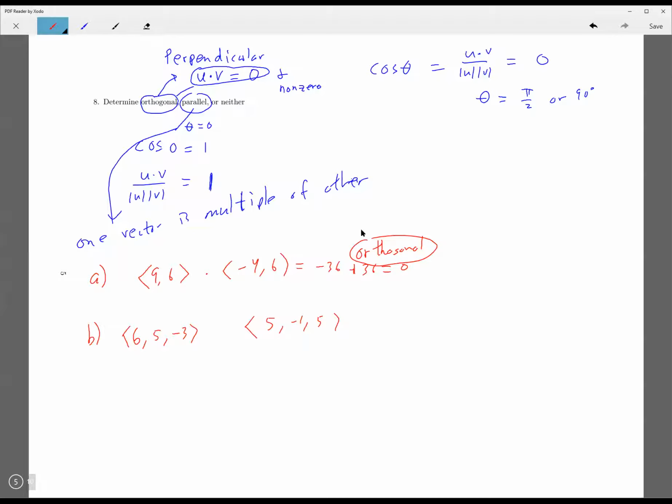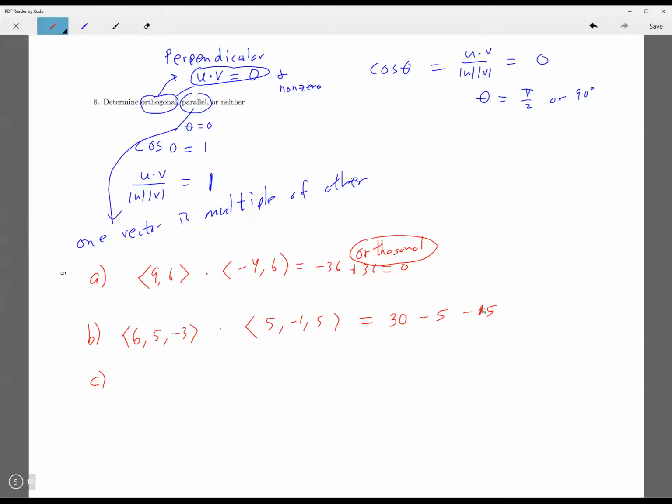Okay, what about part B? Here we have these two vectors, 6, 5, negative 3, and 5, 1, negative 5. If you take the dot product, what do you get? I think it's neither. Yeah, because the first one is 6 times 5, that's 30, and then 5 times negative 5 is minus 5, and then you have minus 15.